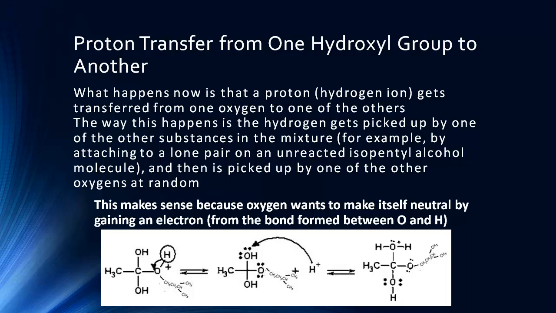The third step of the reaction is the transfer of a proton from one hydroxyl group to another. What happens is that a hydrogen from one of the oxygens gets picked up by one of the other substrates, for example, an unreacted isopentyl alcohol molecule, and then it is picked up by the other oxygen atom. This makes sense because oxygen wants to make itself stable by gaining an electron from the bond with hydrogen. So this transfer will continue to occur.